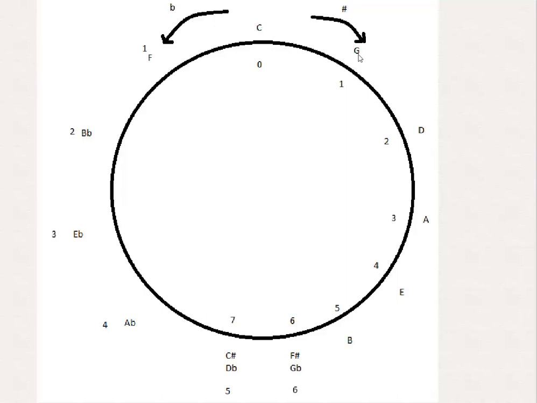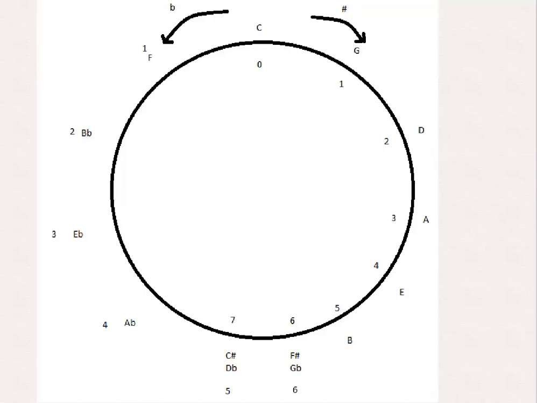We can do the same thing with G. We want to know G minor, we go back 3 steps, 1, 2, 3. It's got the same key signature as B flat major. So let's try one more. F, we want F minor. Okay, so we go back 3 steps, and we end up with the key signature of A flat major.